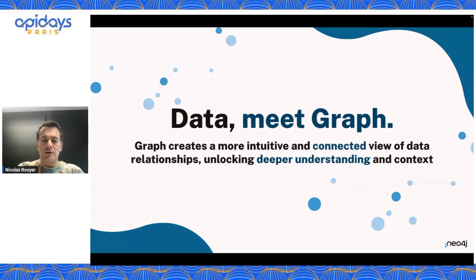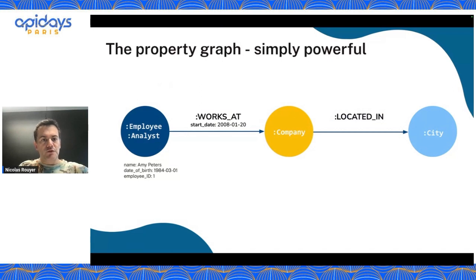What do they have in common? Well, it's about data meeting graph, because the graph structure makes it more intuitive to look at your data. It gives you a connected view of the data through relationships. And this unlocks deeper understanding of the world, deeper understanding of the context. We say at Neo4j that we value relationships. The value lies in relationships, not only in data, but relationships between data. And for this, we use the property graph, which is very simple and very powerful.